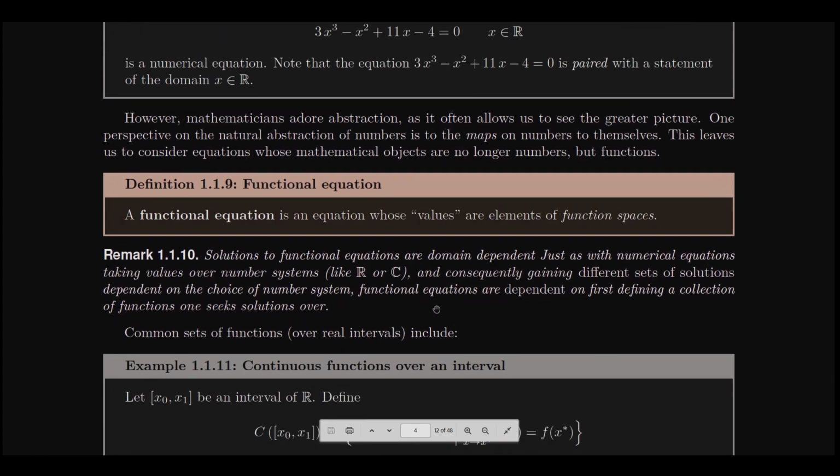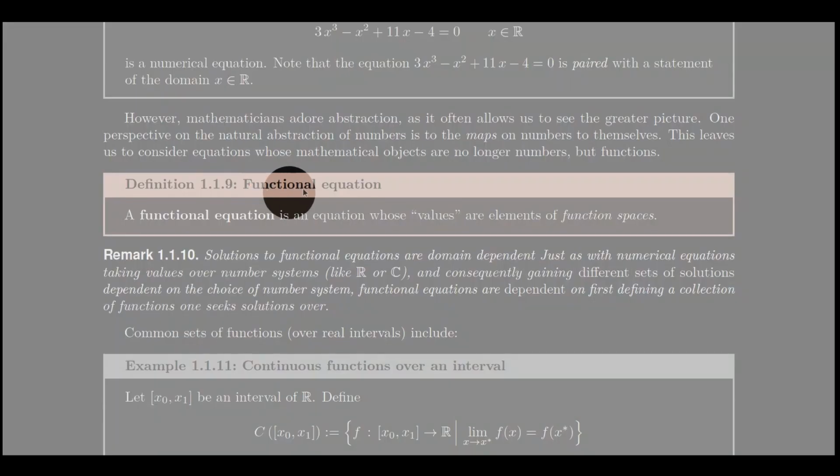Mathematicians adore abstraction. We like to say, hey, rather than thinking about numbers, let's think about maps which take one number to another number and form equations out of those. Now, these maps are called functions. You've been working with them for a very long time. The equations which take the values of functions are called functional equations.